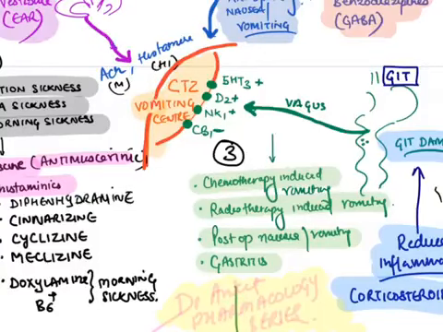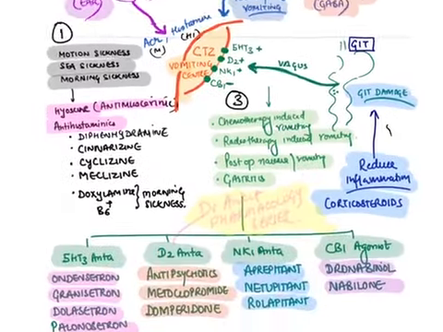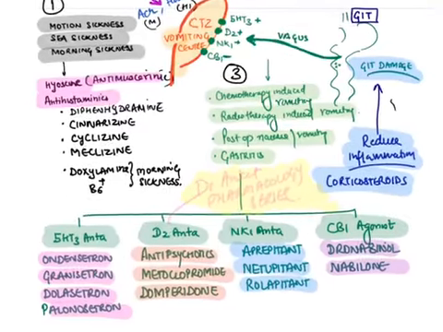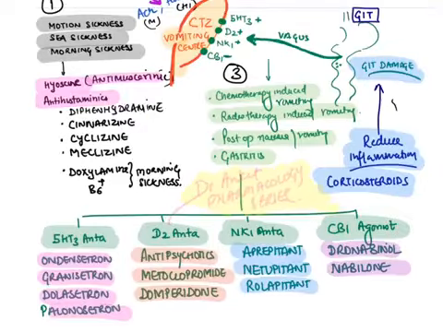If there is serotonin stimulation of the 5-HT3 receptor, it leads to vomiting. Hence we give 5-HT3 antagonists. The drugs are ondansetron, granisetron, dolasetron, palonosetron. If there is dopamine stimulation of the D2 receptor, again there is vomiting, hence we give a D2 blocker or D2 antagonist. The drugs are antipsychotics, metoclopramide and domperidone.